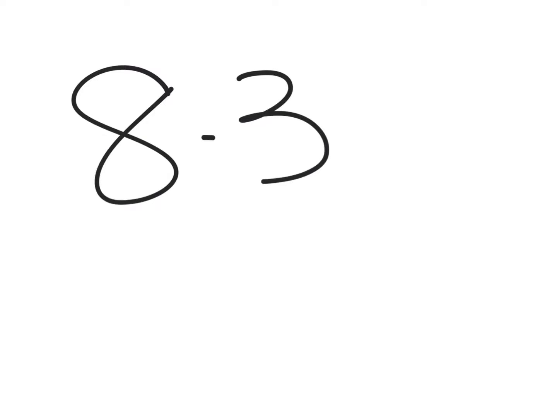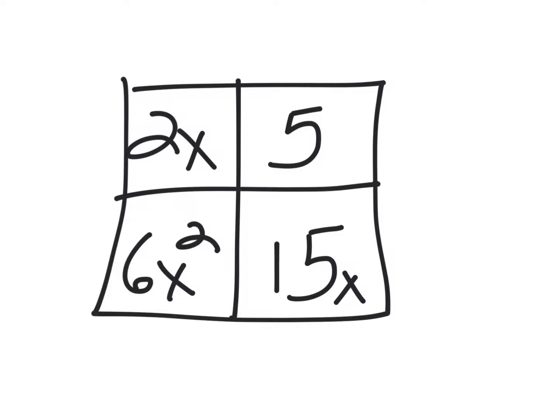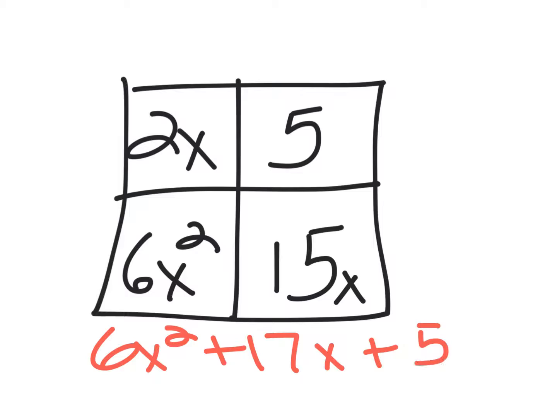Alright, I'm going to work through 8-3 with you. So I set up the generic rectangle, which you should have done on your paper, and now we've got to look at some combinations. So the sum is going to be easy, because it's just going to be 6x squared plus 17x plus 5. But now we've got to find how we get that.